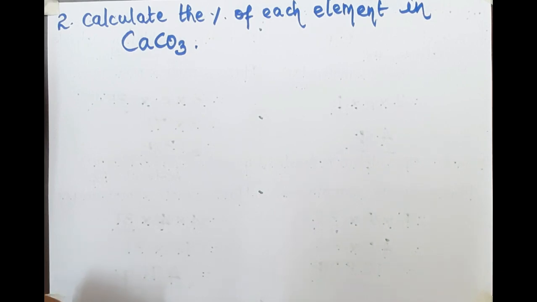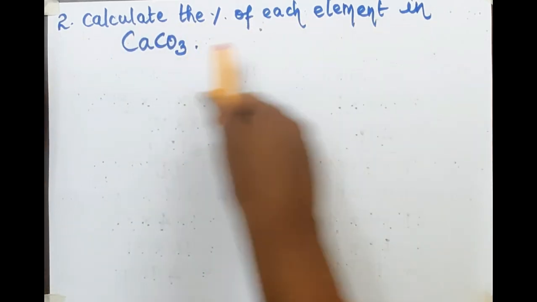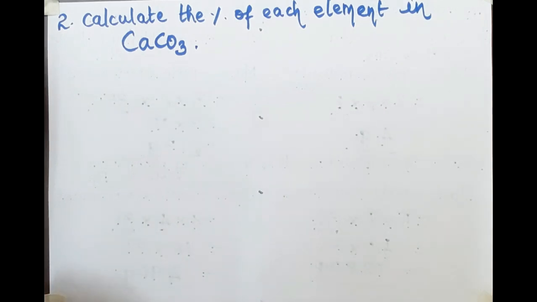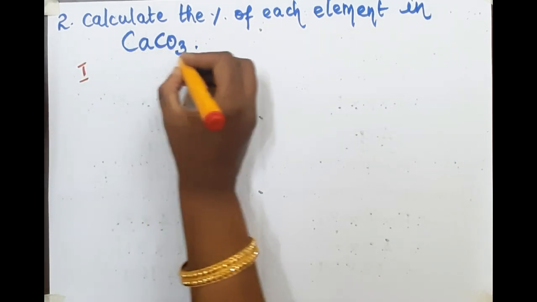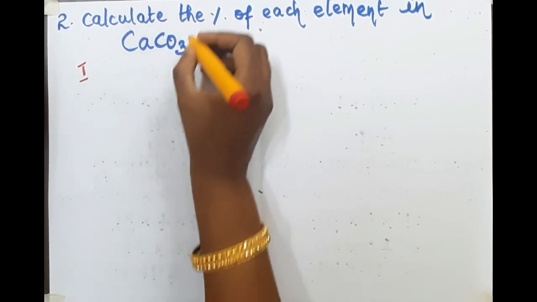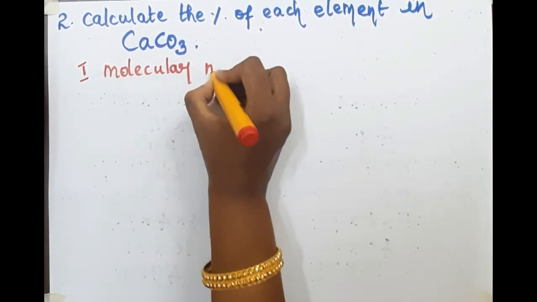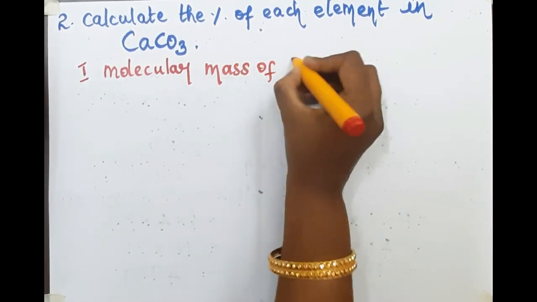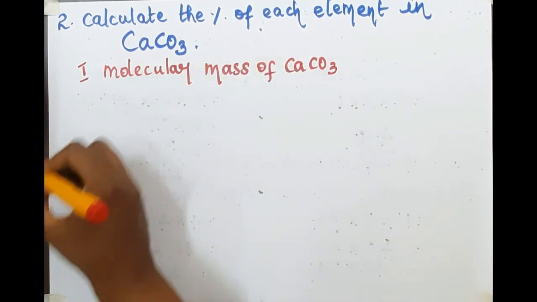Children, next we will move on to the second problem in the 9th Roman letter. Calculate the percentage of each element in calcium carbonate. Okay. This is a very important problem and a very simple problem. First step is we have to calculate the molar mass of CaCO3. That is the molecular mass of CaCO3.